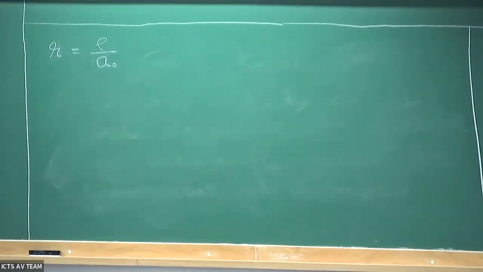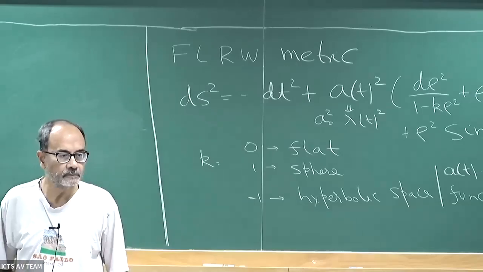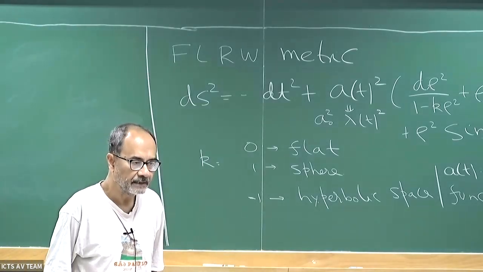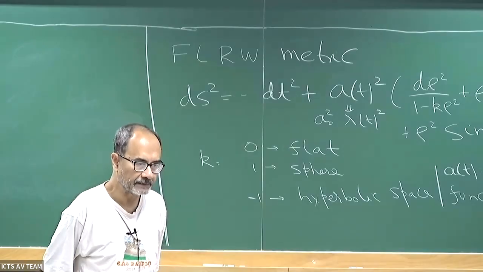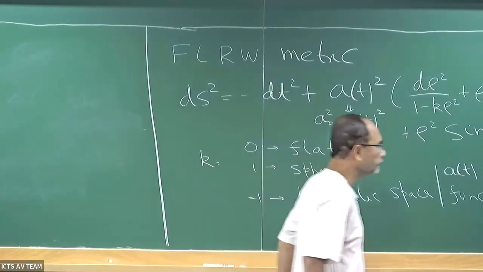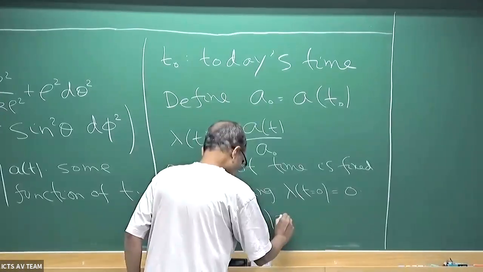t0 by definition is today, and a0 is the value of a today, a of t0. By definition, lambda at t0 is 1. So is this equal to 1? Yes, lambda at t equal to t0 is 1 by definition, indeed.